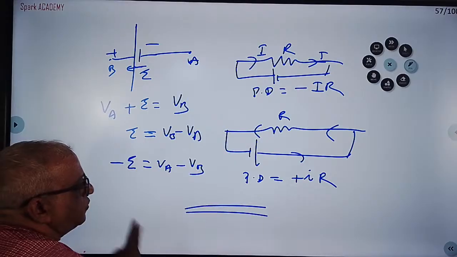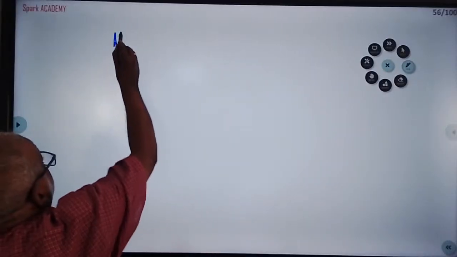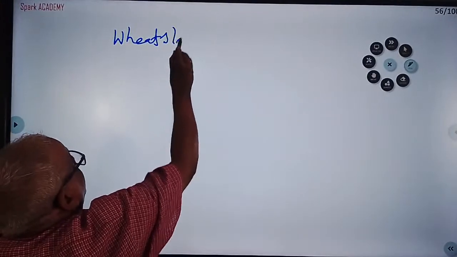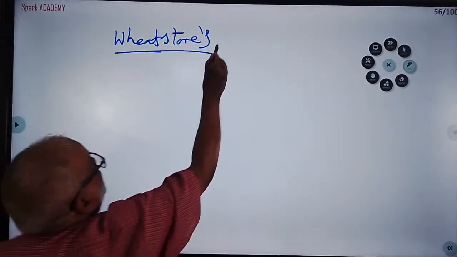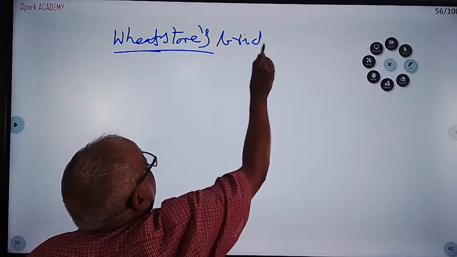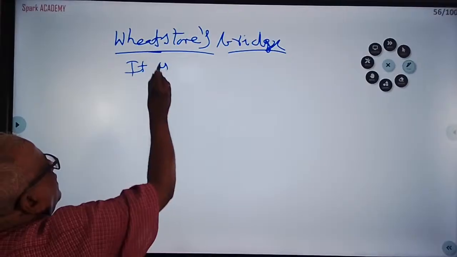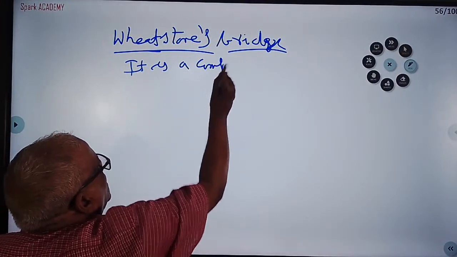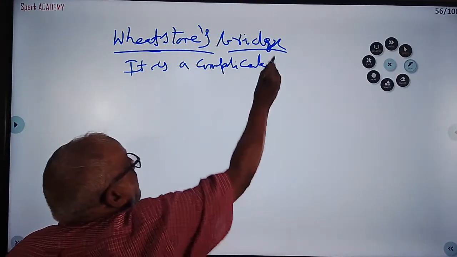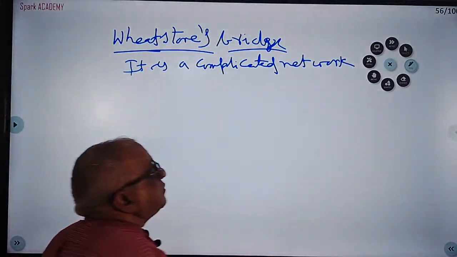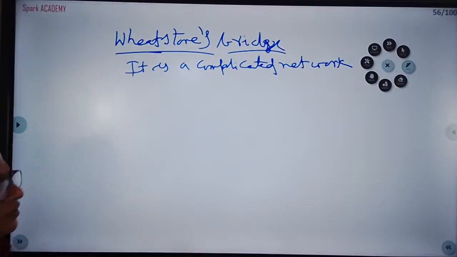Now I will do Wheatstone's bridge. Wheatstone's bridge is an example of a complicated network. You have to analyze it using Kirchhoff's laws.